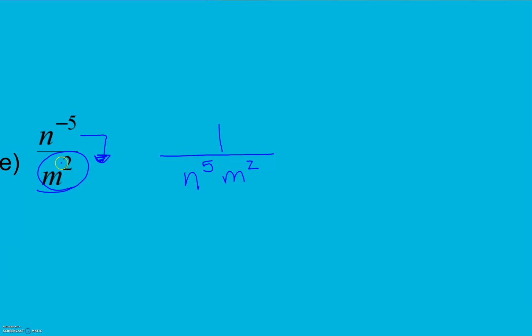Okay, again, my m is already positive, so I don't move it. It stays in my denominator. My n is negative, so I need to move it down to the denominator to make it positive. It doesn't matter. We also could have had our m listed first. That's fine, as long as we keep our exponents with our variables. So the 5 has to stay with the n, and the 2 stays with the n. Okay, so it doesn't matter the order in which we list those as long as we keep them together.